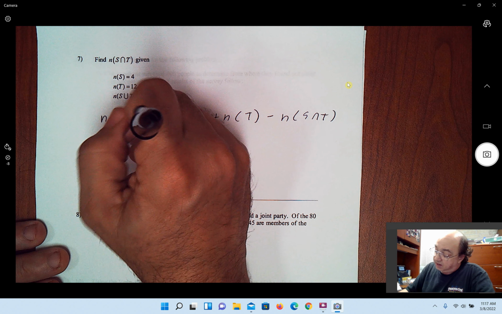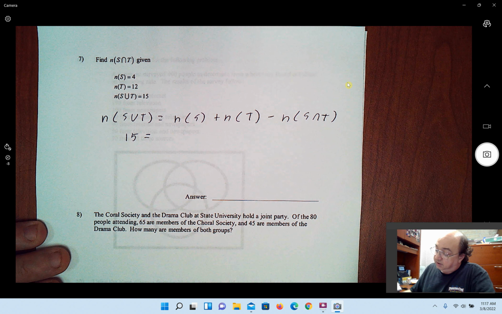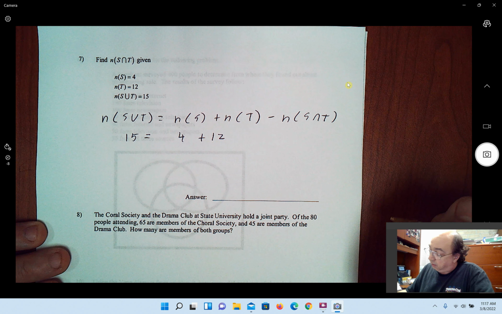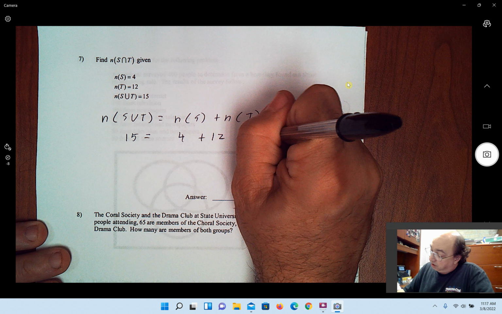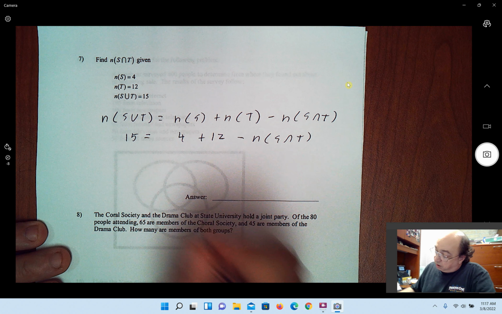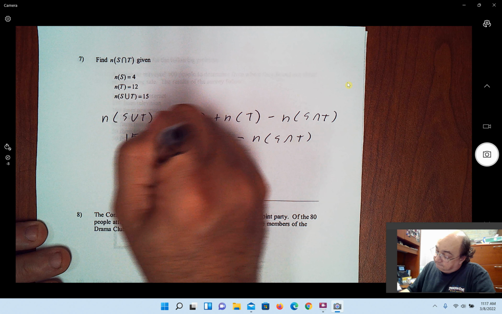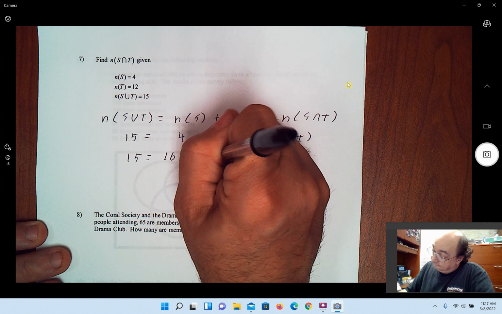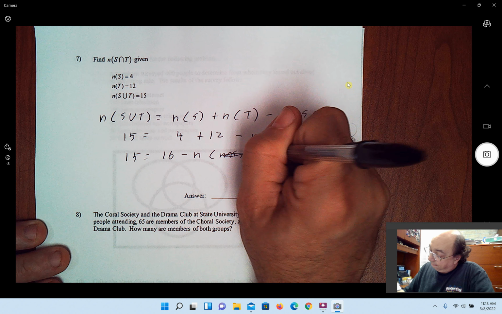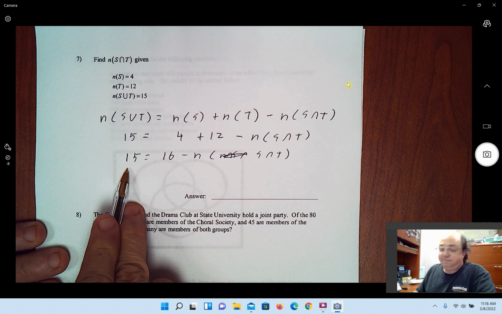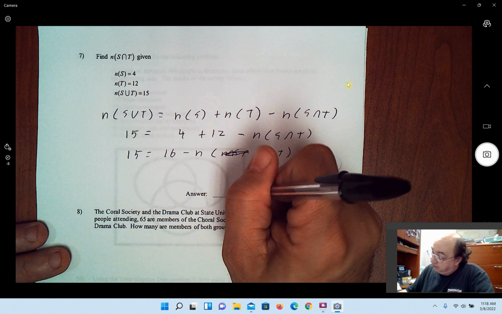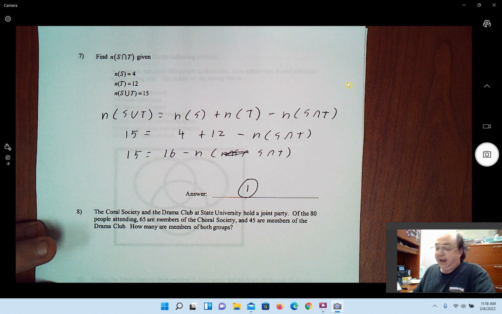Alright, well, the number of items in the union happens to be 15. The number of items in the first set is 4. The number of items in the second set is 12. So we don't know the number of items in the intersection. 4 plus 12, that gives us 16. So that leaves us with the following. That 15 is equal to 16 minus the number of items in the intersection. So that means the number of items in the intersection has to be 1.